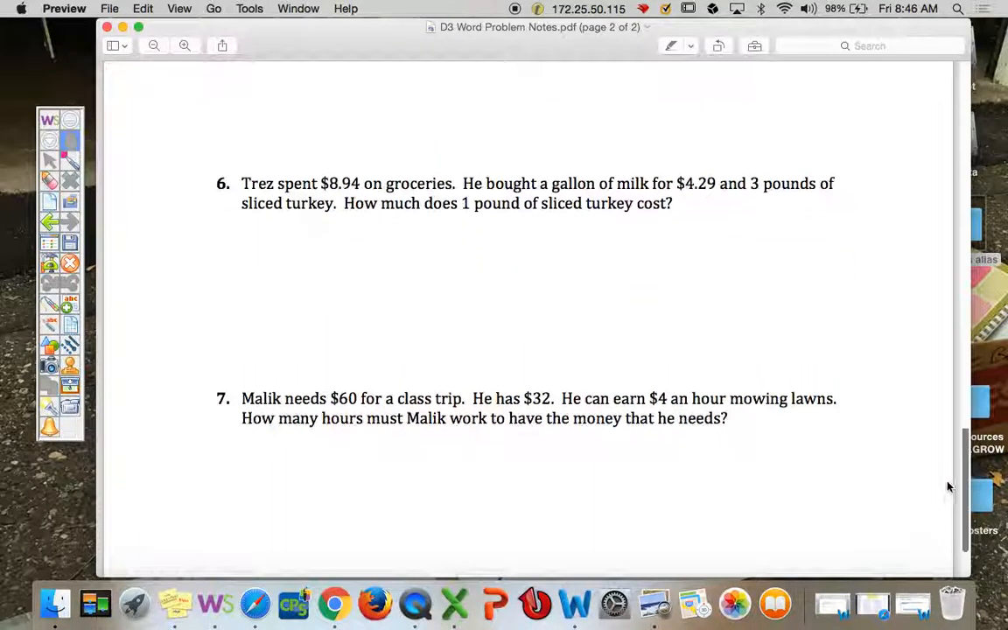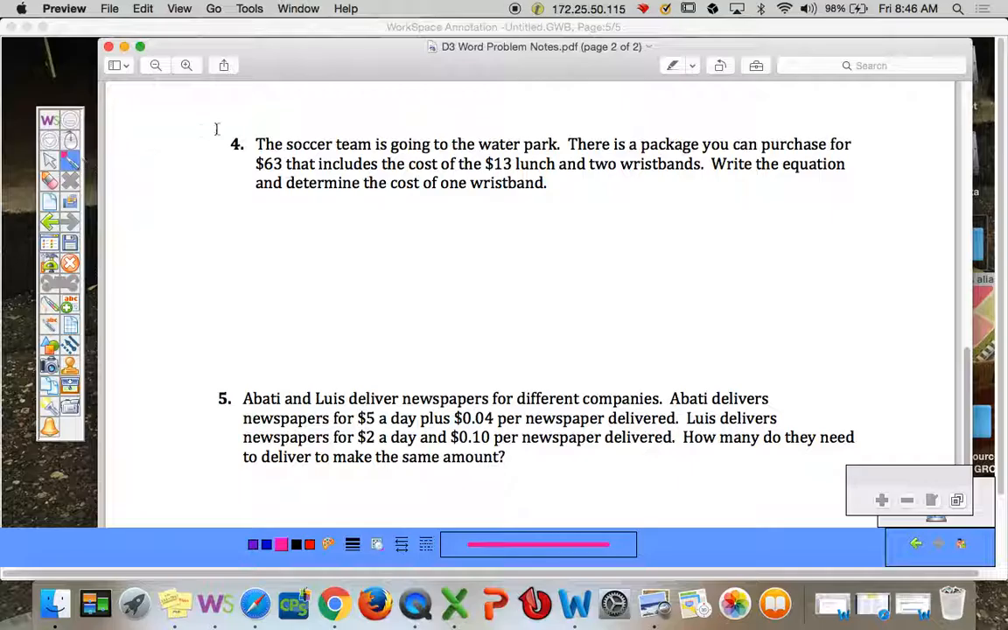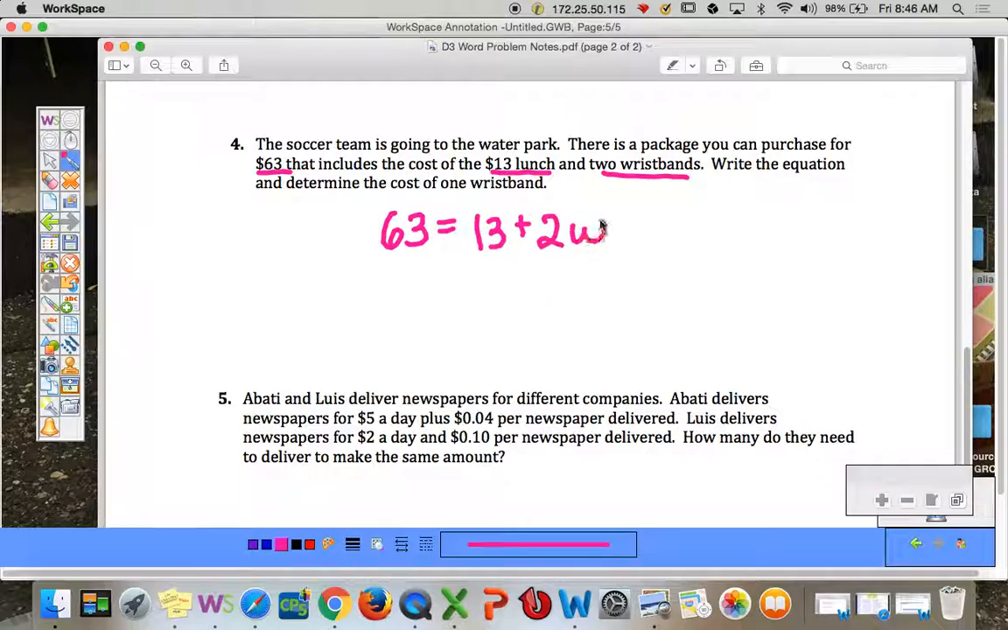Okay, a few more problems left. The soccer team is going to the water park. There's a package you can purchase for $63 that includes the cost of a $13 lunch and 2 wristbands. Write the equation and determine the cost of 1 wristband. Okay, so we have $63, and that's a $13 lunch plus 2 wristbands, so 2W.